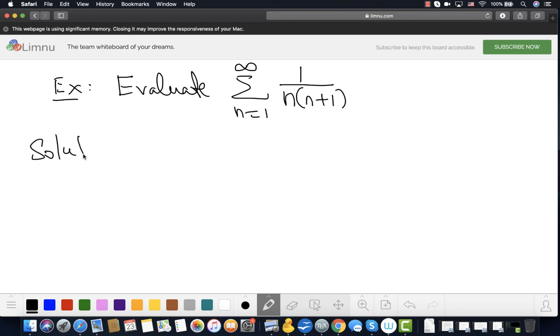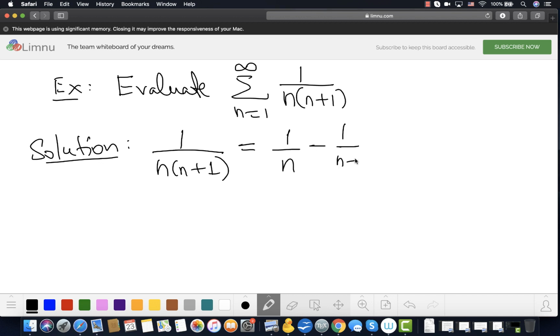Here's a nice trick: use partial fraction decomposition. So let's write this down. This is the thing that we're trying to add up, 1 divided by n times n plus 1. You can check, I'm going to leave this verification to you, that this is equal to 1 over n minus 1 over n plus 1. The common denominator is n times n plus 1, so this is going to get an n plus 1 on top, and this is going to get n on top. n plus 1 minus n is 1.